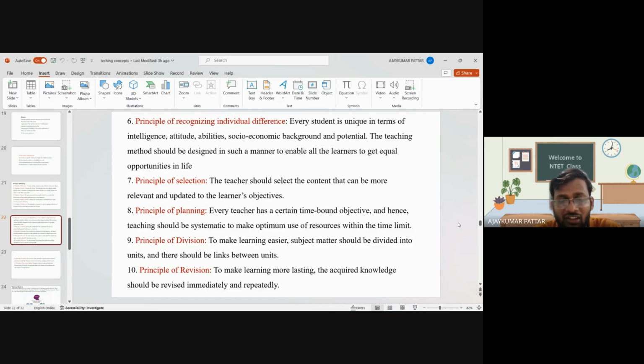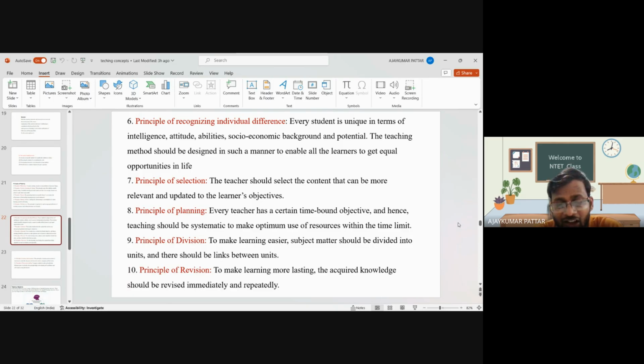Then only will efficient learning or good learning happen in the classroom. Then the principle of division: to make it easier for the learner, subject matter should be divided into units. Then there should be a link between the units. Particularly any concept, any subject, some concepts are very difficult. If we go to teach it all at once, nothing is understood. That concept we will divide unit by unit. We divide it point by point as units, and explain each unit.